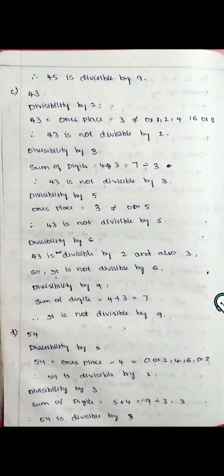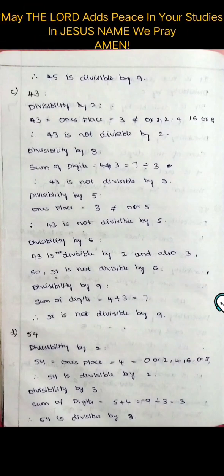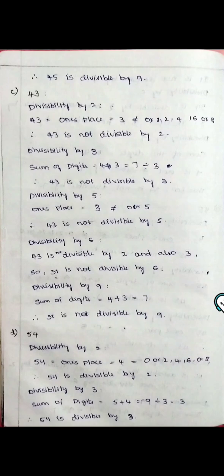And the next one is 43, divisibility by 2. 43's ones place digit is 3, which is not falling under the condition 0, 2, 4, 6 or 8. So 43 is not divisible by 2. Divisibility by 3. If we add, we get 7, which is not divisible by 3. Divisibility by 5. The number is not ending with 0 or 5, so 43 is not divisible by 5. Divisibility by 6. It is not divisible by 2, so we can say that 43 is not divisible by 6. Divisibility by 9. If we add the digits, we get 7, and it is also not divisible by 9.